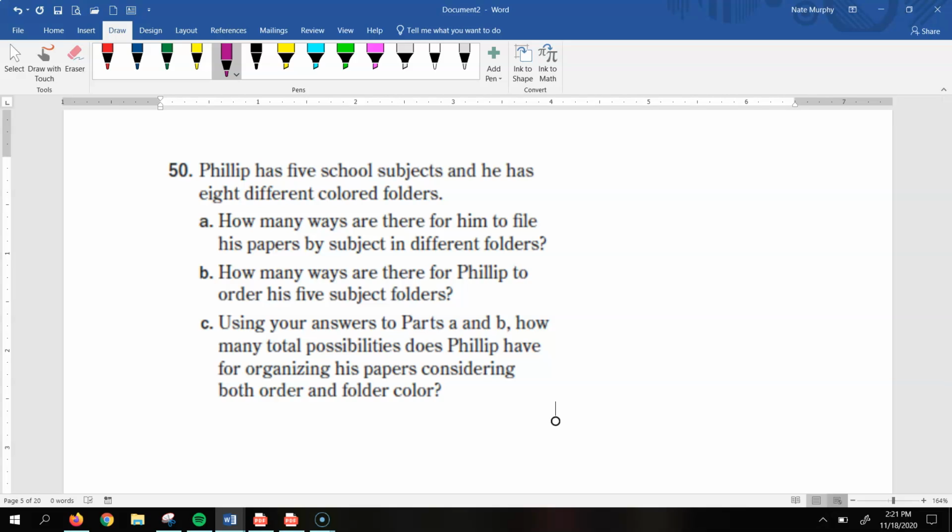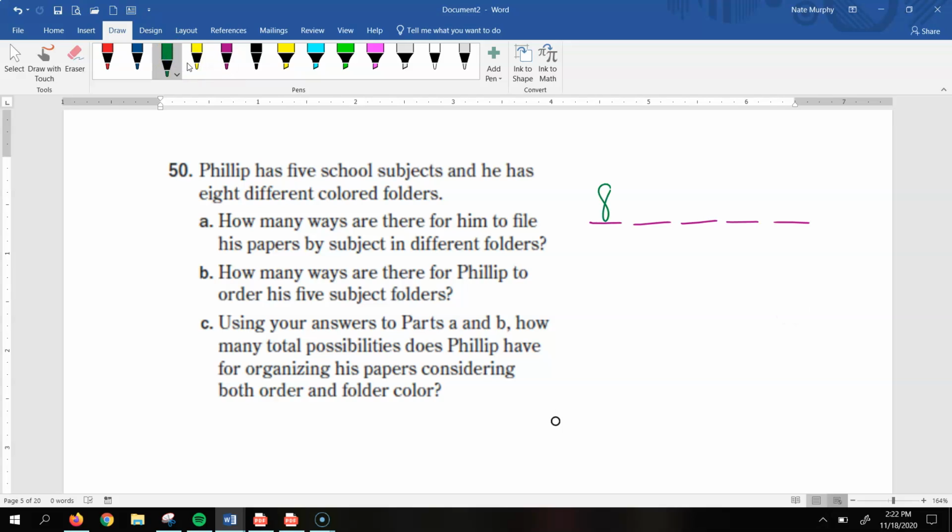All right, number 50. Philip has 5 high school subjects and he has 8 different colored folders. Okay, so 5 subjects, 8 colored folders to pick from. How many ways are there for him to file his papers by subject in different folders? Okay, so this one here is a tricky problem. The fact that it says we're going to organize it by subjects, let's go back to the beginning. There are 5 subjects, and we have a total of 8 different colored folders.